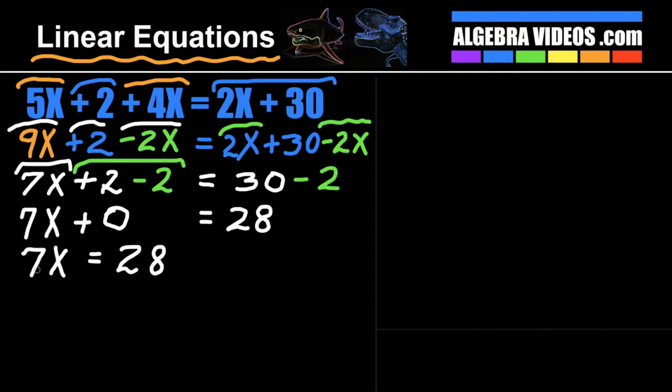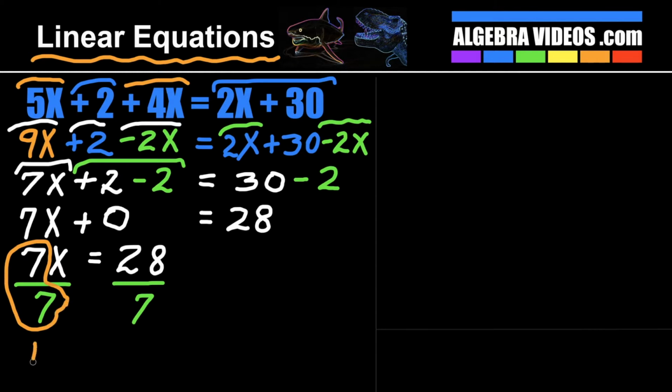And now I want to get rid of the 7 because we're trying to get x by itself. So what I'm going to do is divide both sides of the equation by 7. And then we'll simplify again. Now this term of 7 divided by 7 is going to simplify to 1. This term right here, 7 divided by 7, that just simplifies to 1.